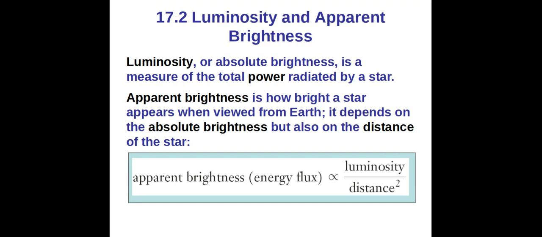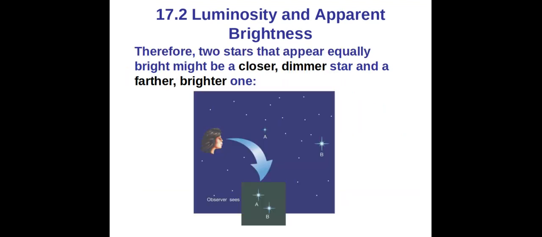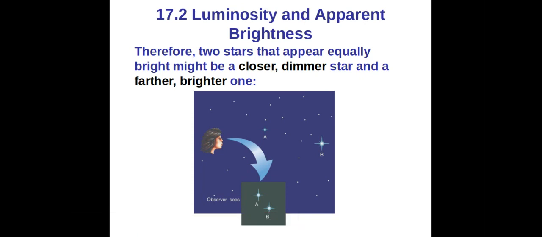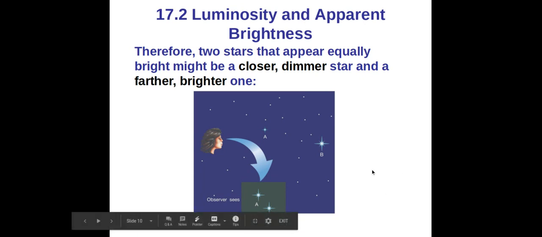Luminosity, or absolute brightness, is the measure of the total power radiated by a star, whereas the apparent brightness is how bright a star appears when viewed from Earth, which depends on the absolute brightness but also the distance. Therefore, two stars that appear equally bright may be a closer but dimmer star and a farther brighter star. And down here it shows, hey, those could be two very different stars, but that's kind of what we see here from Earth.